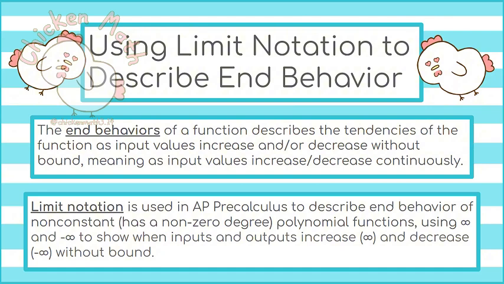We're going to be connecting end behaviors to limit notation because in precalculus, we want to write end behaviors in the form that we were shown earlier in the limit notation form. So instead of using numbers, we're going to be using infinity and negative infinity to describe end behaviors of non-constant polynomial functions. Non-constant just means non-zero degree. Infinity is used to describe increasing continuously, and negative infinity is used to describe decreasing continuously. This applies for both inputs and outputs.